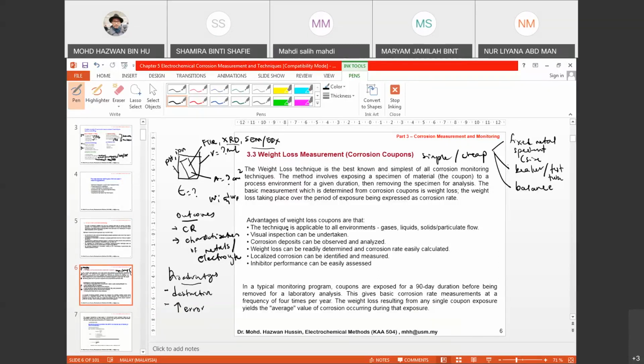So that is why I think the preferable method when doing weight loss measurement is that you need to make a few sets. Maybe for one sample, you make like 3 replicates, or 3 samples at one time, so that you will have the average values and also you can see the standard deviation values.